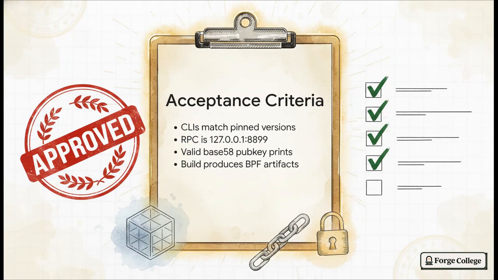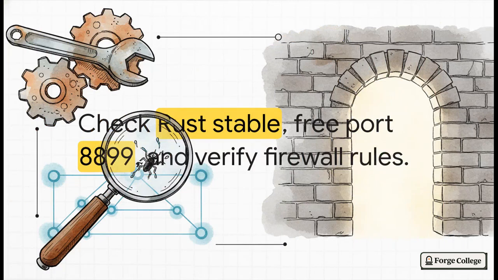So what does a passing grade actually look like? Well, your acceptance criteria are met if your CLIs match your pinned versions exactly, your RPC is pointing to localhost 8899, your terminal prints a valid public key, and your build command produces those BPF artifacts without throwing any errors. If you hit all 4 of those marks on this checklist, congratulations, your setup is fully capable and ready for the migration work ahead.